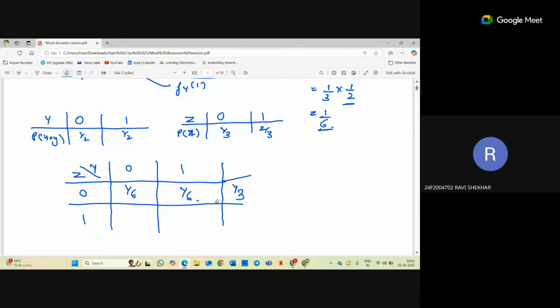That is 2 by 3. How did we calculate this? We know that for y equals to 0, the total probability is 1 by 2. If we have this value, we can calculate this value. It would be 1 by 3.